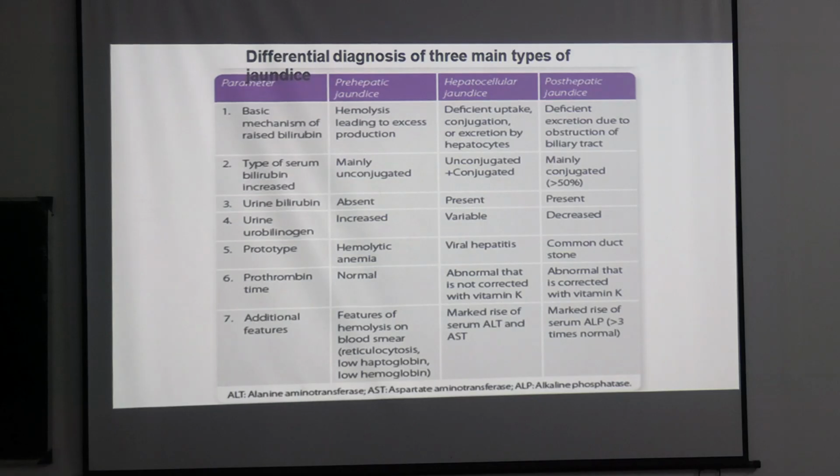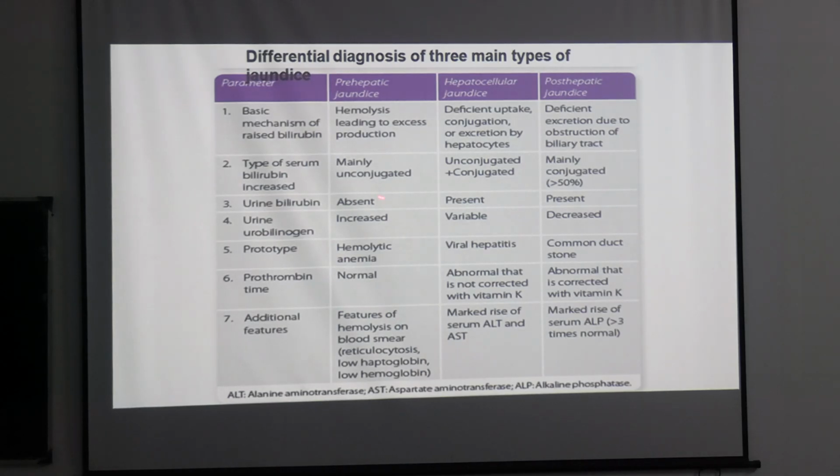So, how will we differentiate by the liver function test and clinical signs and symptoms? Basic mechanism: pre-hepatic, hemolysis; hepatocellular, deficient uptake, conjugation or excretion by hepatocyte; in post-hepatic, deficient excretion due to obstruction in the biliary tract. Type of serum bilirubin: here it is unconjugated, and in hepatocellular, both conjugated and unconjugated types of bilirubin will increase. In post-hepatic, mainly conjugated.